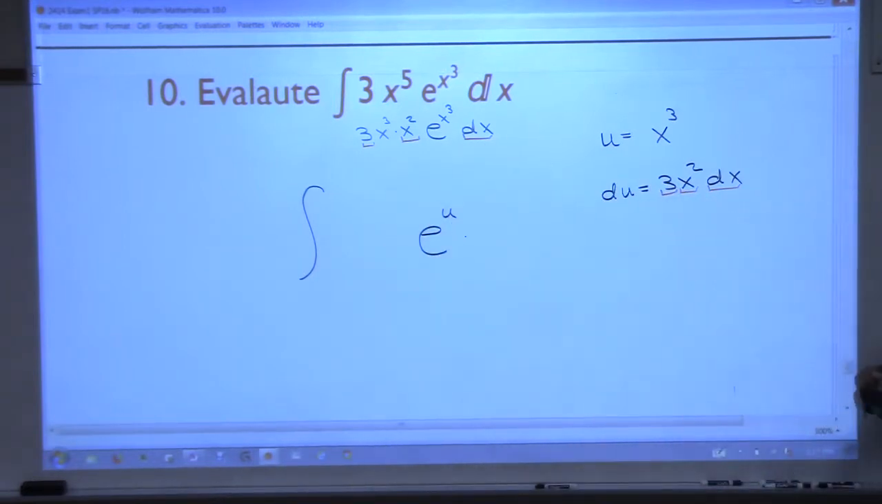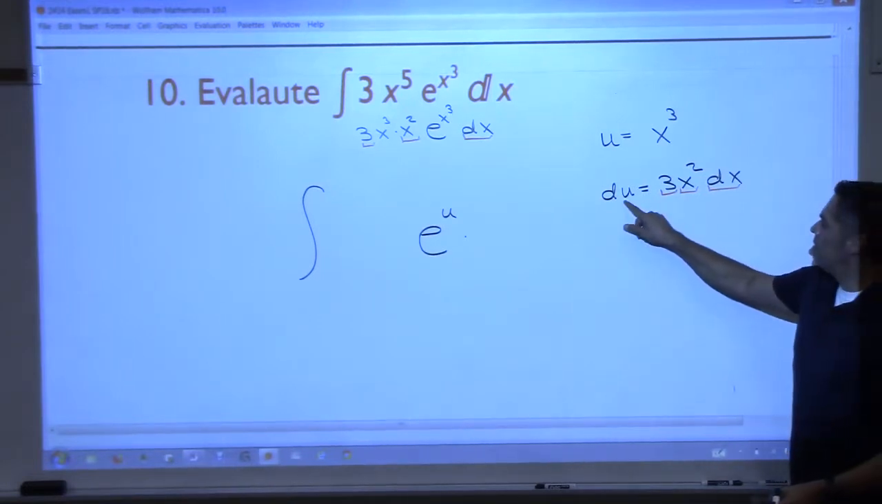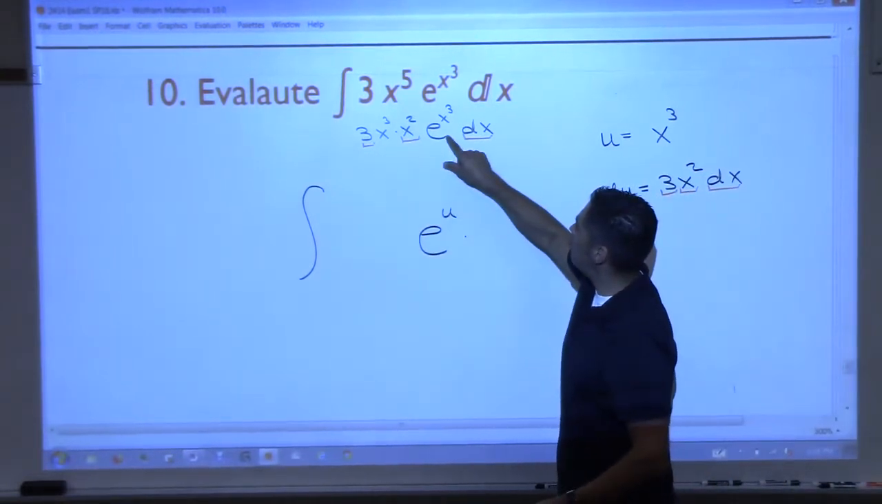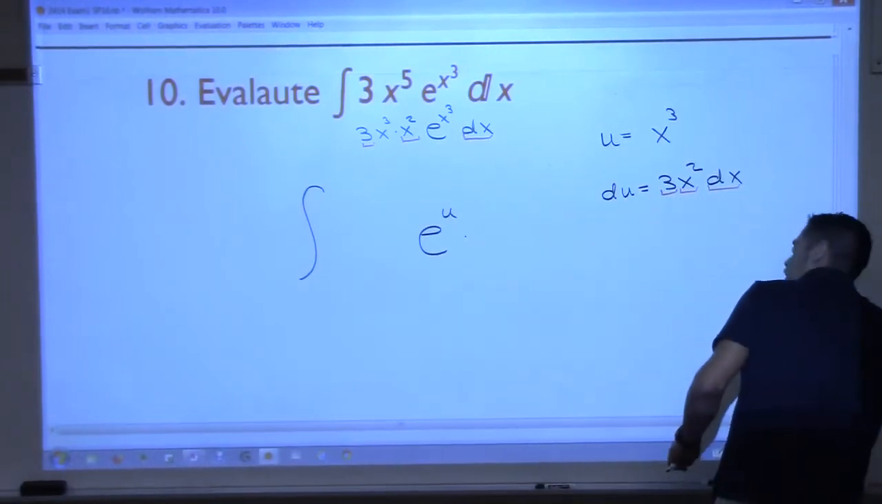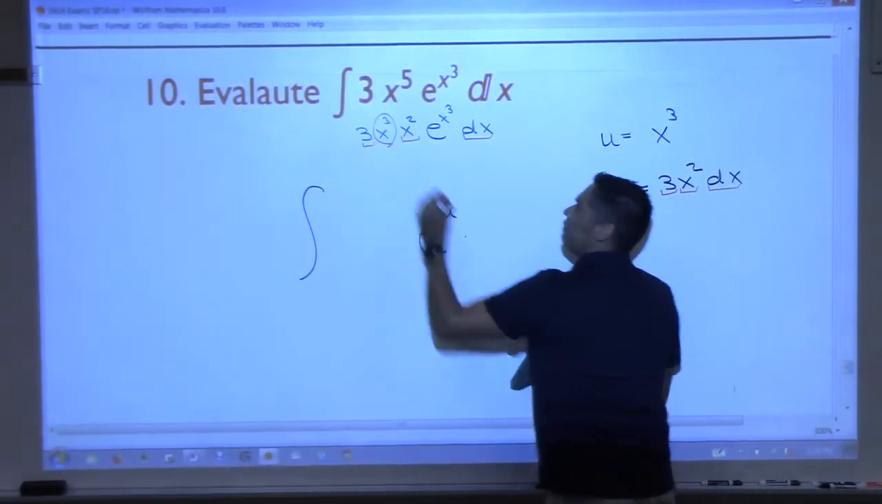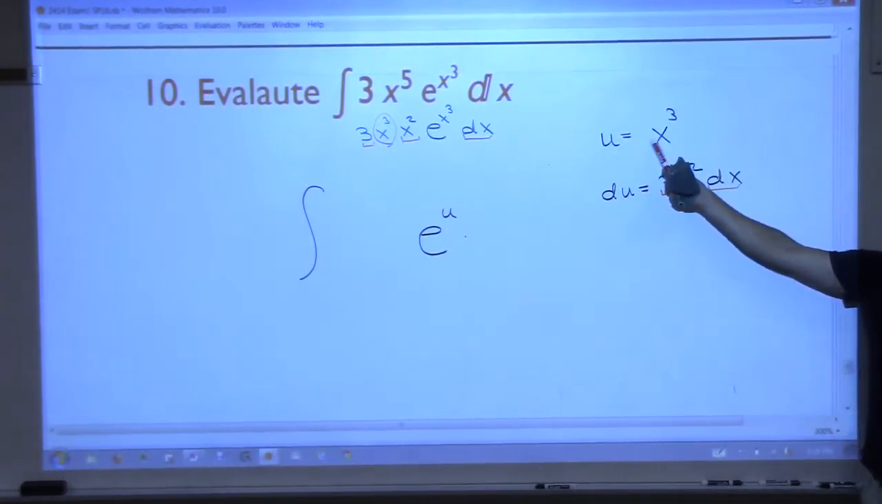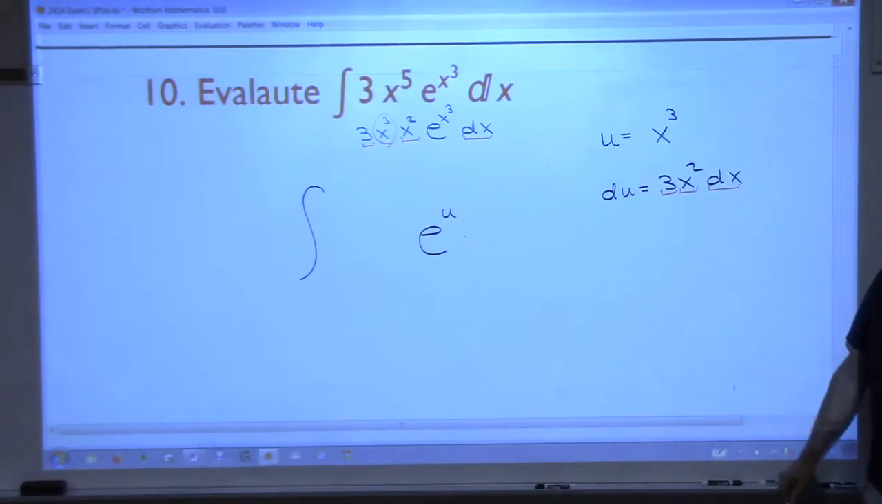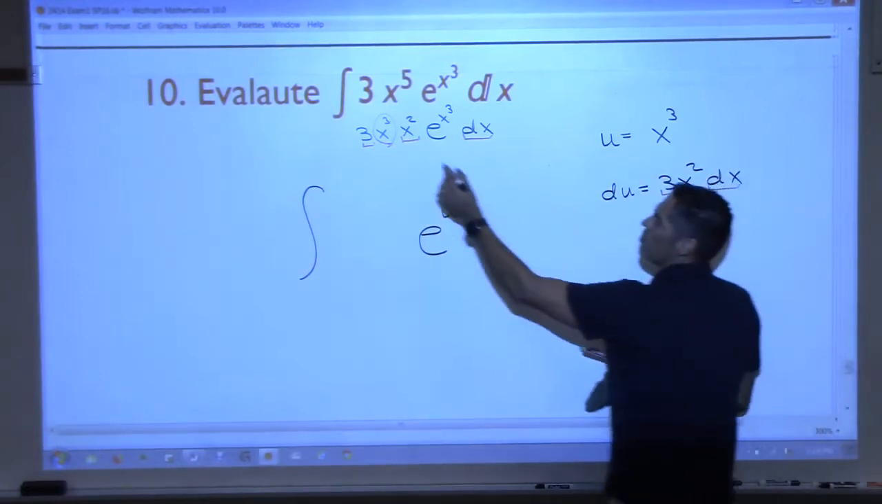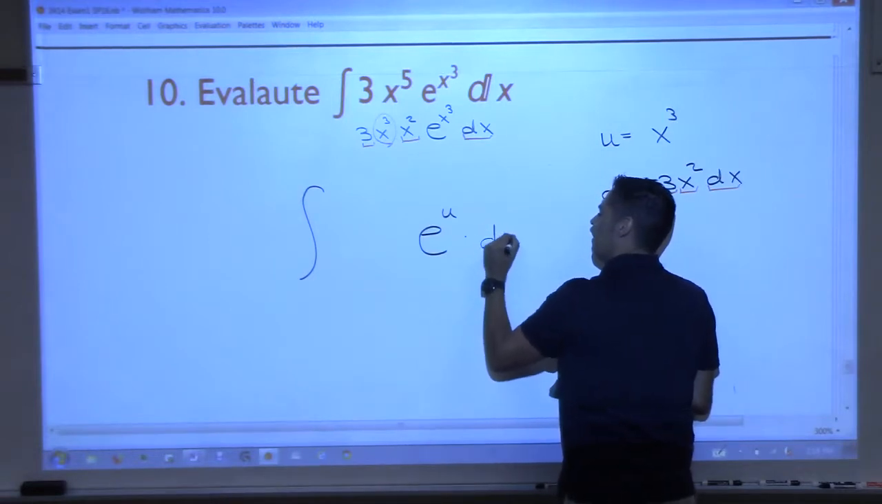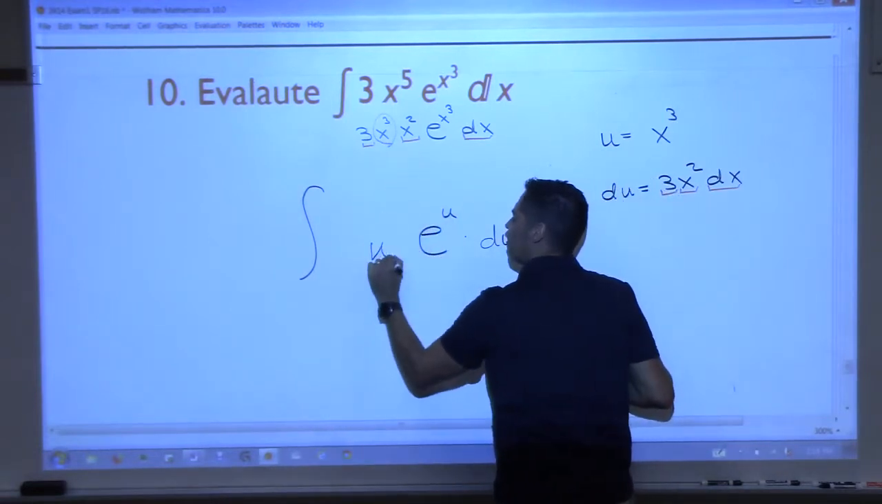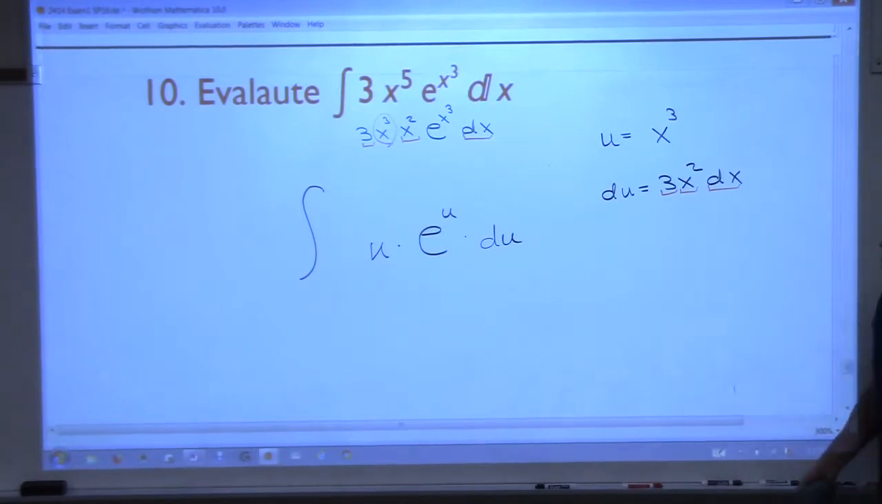So everything I put in orange there, that's just du, isn't it? Du is going to replace this, this, and this, and that's going to become e to the u. So the only thing I have not dealt with is this. But that's u. Right? That's what u is. So everything in orange is du, and that thing in red is u. That was brilliant.